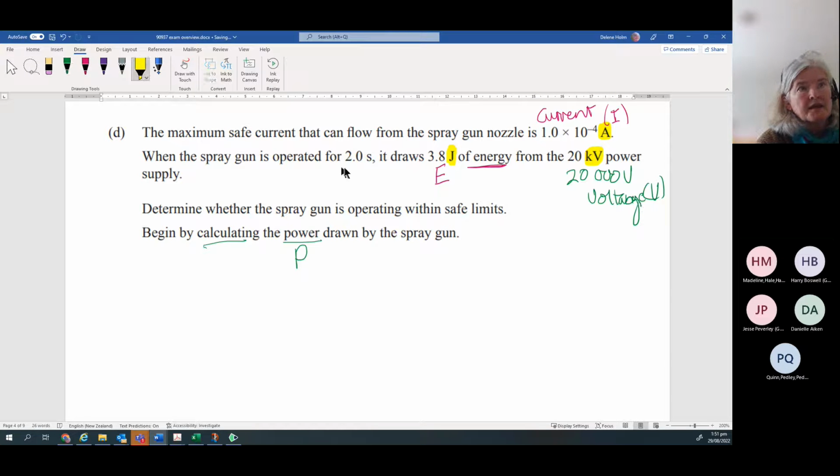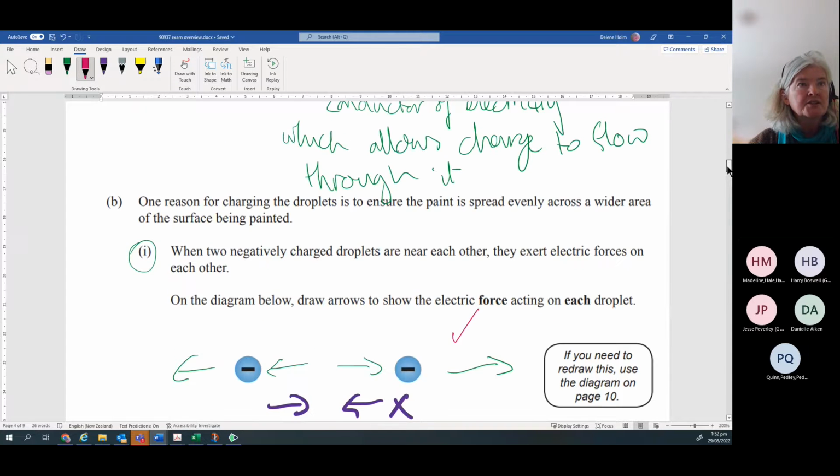And we know from here that that is S, which is seconds. So we know this is time, and that is T. So we've got a lot going on here, but by identifying all those things, we've got current, we've got voltage, we've got energy, we've got time, and we are told specifically to start with calculating the power. So now we go, okay, I've got all that stuff. What do I do with it?